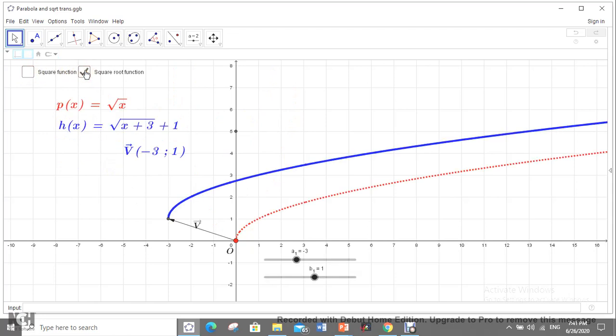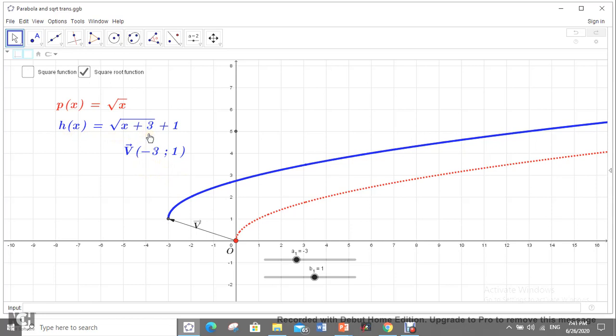Let's see the square root function. This is the basic square root function, which is p of x, which is square root of x, the red one. If we are given another function h of x, which is equal to square root of x plus 3, plus 1. As you see, we have a square root, so the curve of h will be a square root function, but with a little translation.